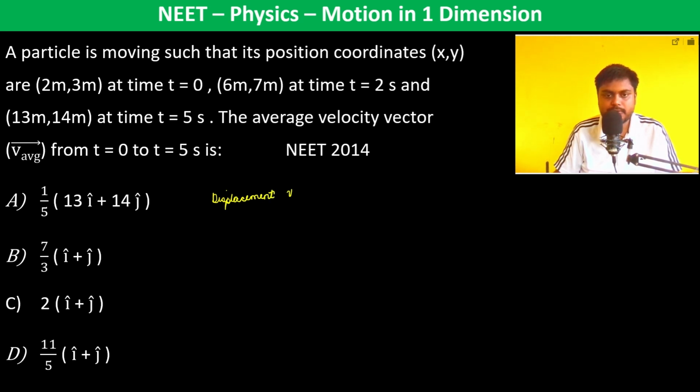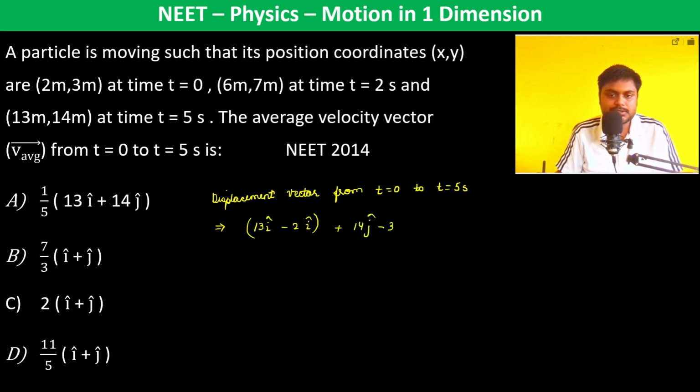The displacement vector from t is equal to 0 to t is equal to 5 seconds. This is going to be 13 i cap minus 2 i cap plus 14 j cap minus 3 j cap, which is going to be 11 i cap plus 11 j cap. So this is the total displacement.